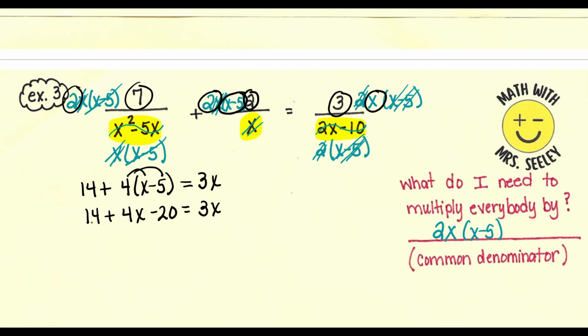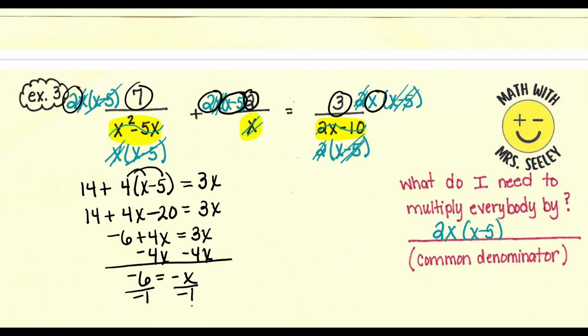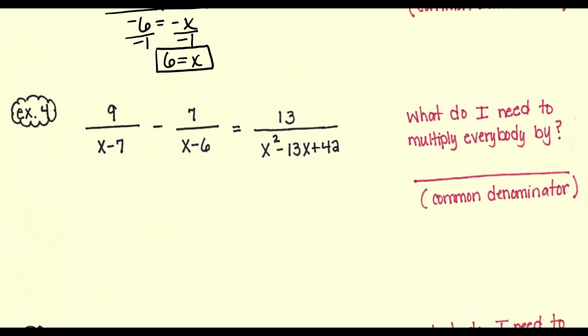Collect your like terms. This is 14 minus 20. So I have negative 6 plus 4x is equal to 3x. We need to get those x terms together, so I'm going to subtract the 4x over here. That says that negative 6 is equal to negative x, and of course I'll divide by negative 1, and x equals positive 6.